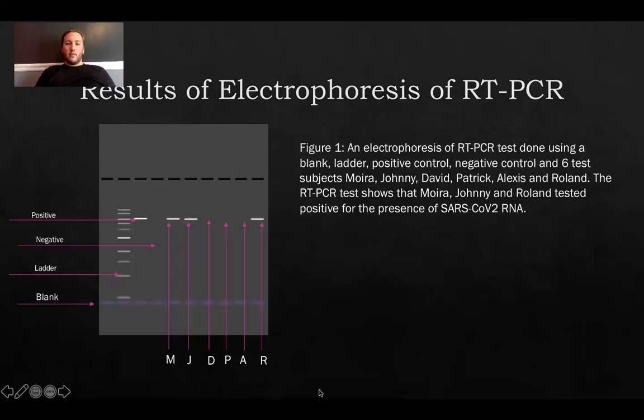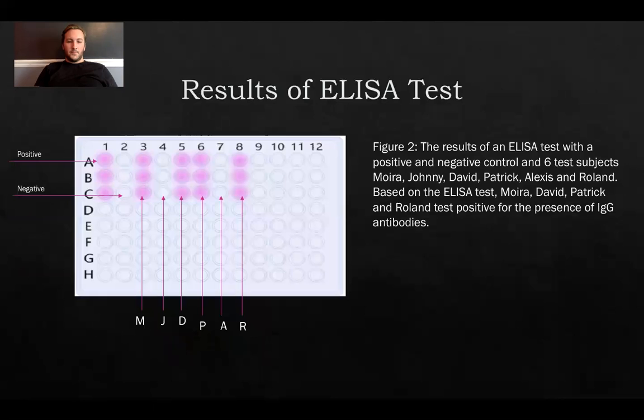The results of electrophoresis of RT-PCR: it is shown that this is the positive and that's negative. So it shows that Moira, Johnny, and Roland all tested positive for the presence of coronavirus RNA. The results for the ELISA test: that is a positive and that's negative. So it shows that Moira, David, Patrick, and Roland test positive for the presence of IgG antibodies.